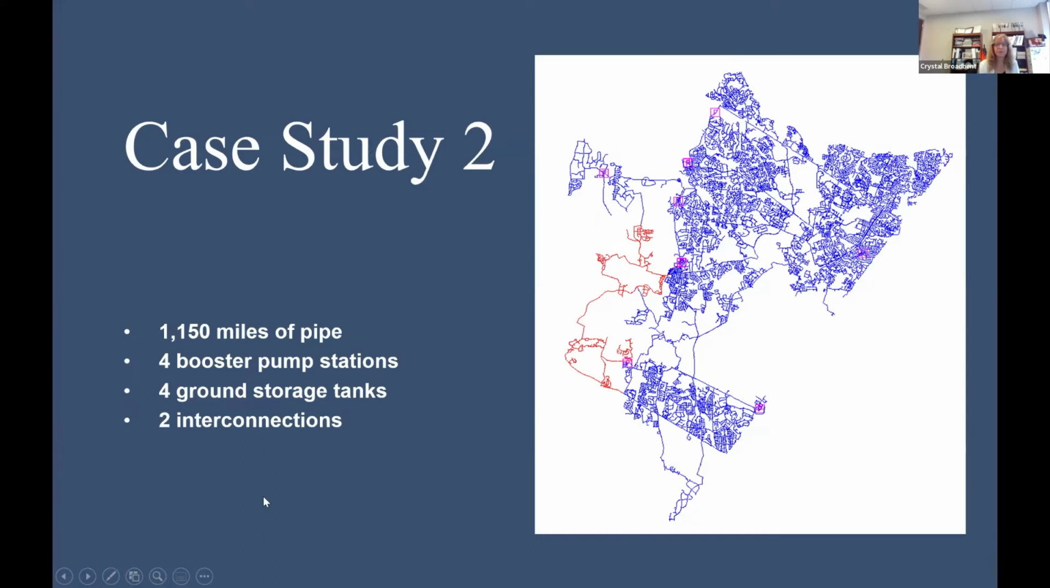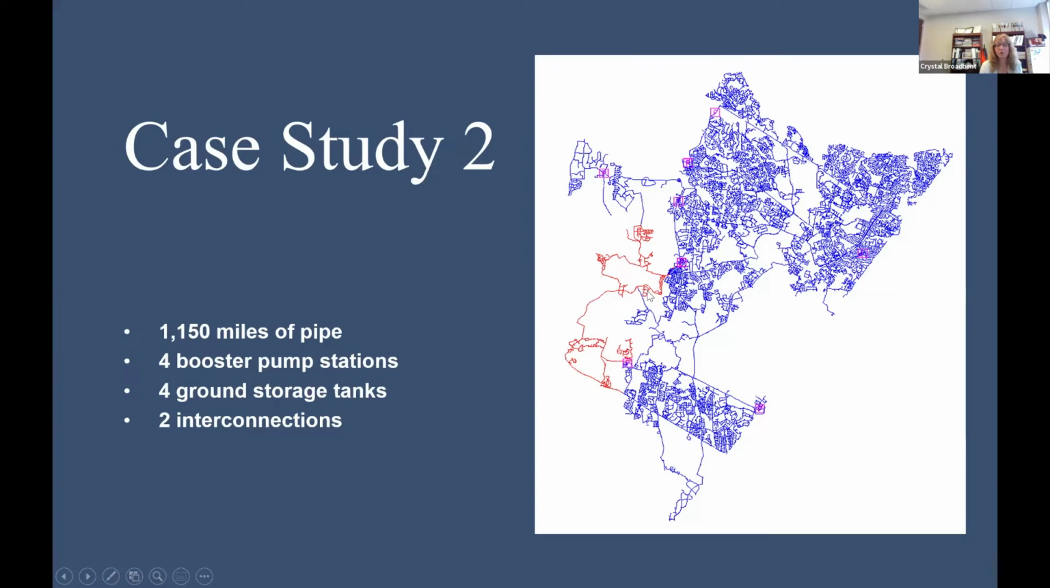Case study number 2 is a little bit similar. This is a system that has 1,150 miles of pipe, 4 booster pump stations, 4 ground storage tanks, and 2 interconnections. This is the red zone right here. I just selected this in the domain. This was, at the time, a proposed new zone, new growth in this area, but they hadn't yet built the elevated storage tank for this zone.